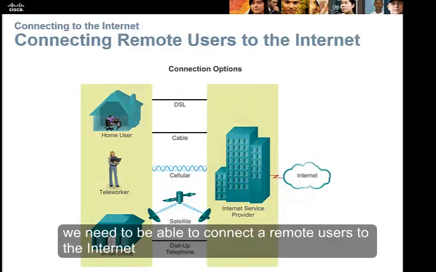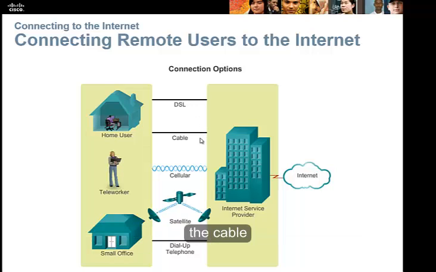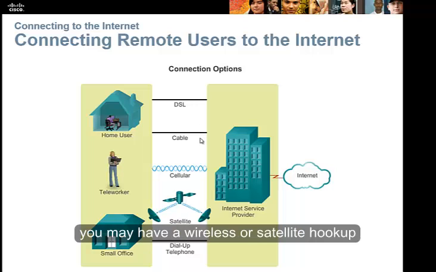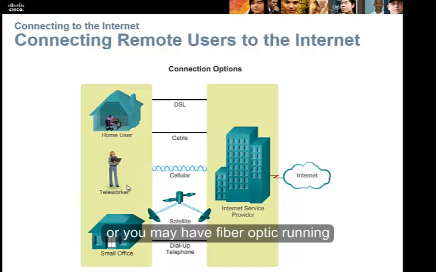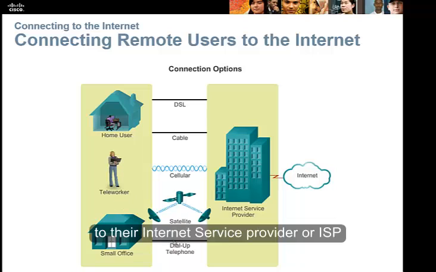We need to be able to connect our remote users to the internet. A home user may be connected through DSL, through cable. You may have a wireless or satellite hookup. You may have fiber optic running. Teleworkers and small offices are also connected to their internet service provider, or ISP, the same way as you at home are connected.